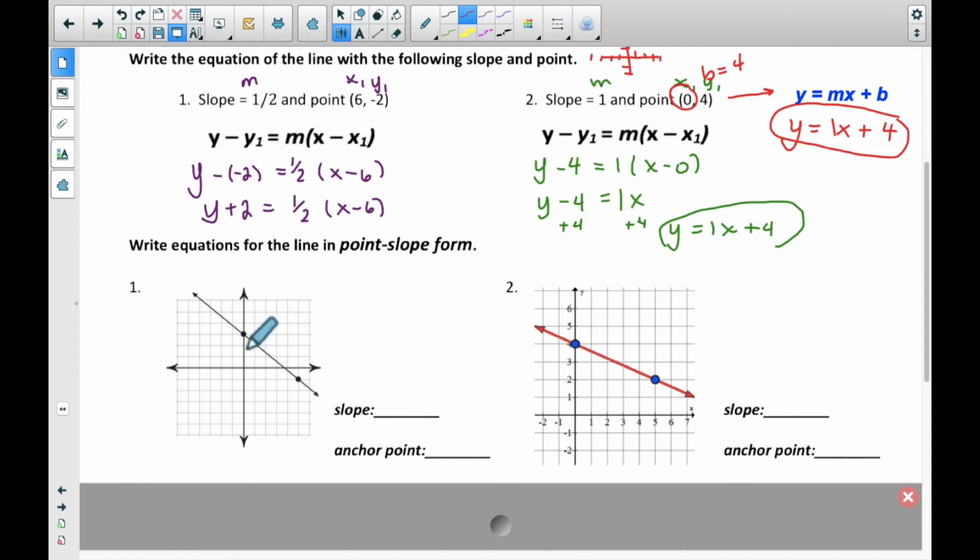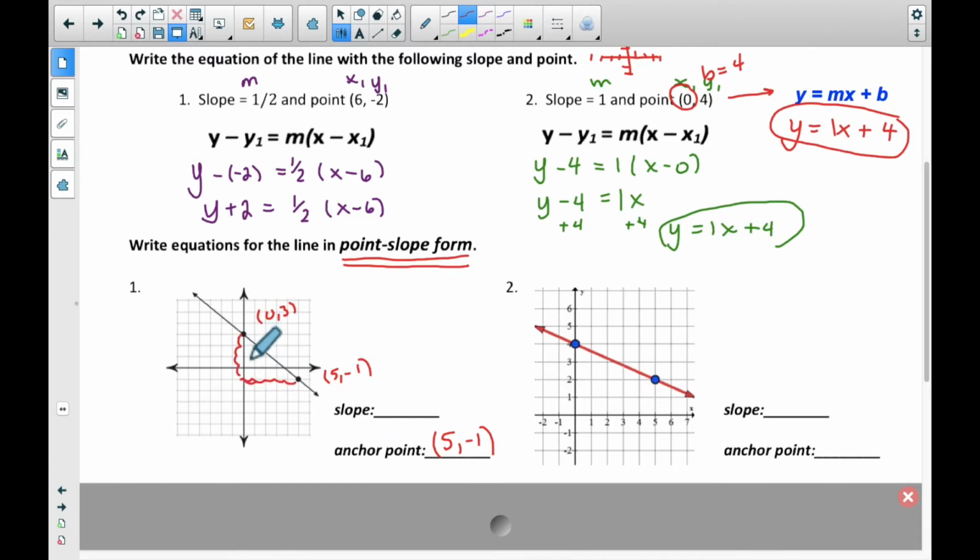One thing is this point is the point 0, 3. And this is the point 5, -1. Well, when I talk about an anchor point, I could use either one of them as my anchor point. But they're asking for point slope form specifically. If it was just any random form, I could use any form I wanted to, but they're asking for point slope form. Because of that, I'm going to use the point 5, -1 as my anchor point. Okay, what's the slope? Well, I have to count it.